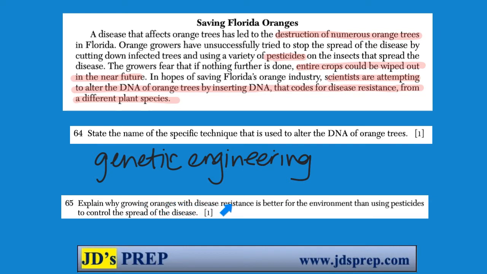All right, and explain this next question. Explain why growing oranges with disease resistance is better for the environment than using pesticides to control the spread of the disease. So pesticides have other negative effects on the environment.